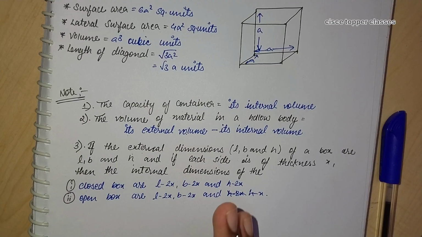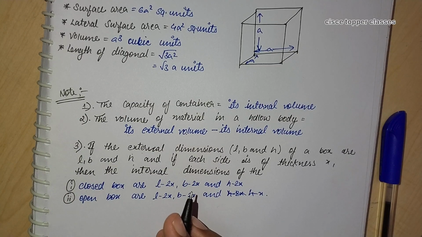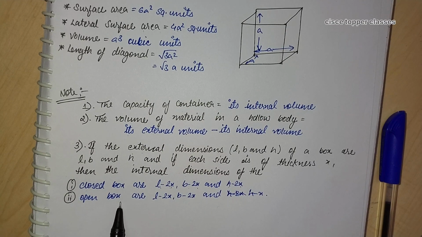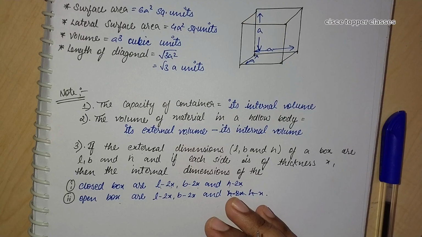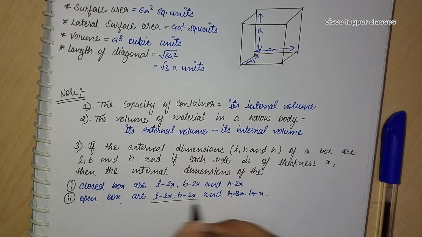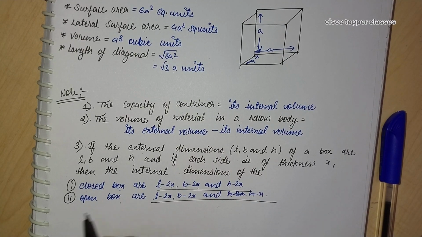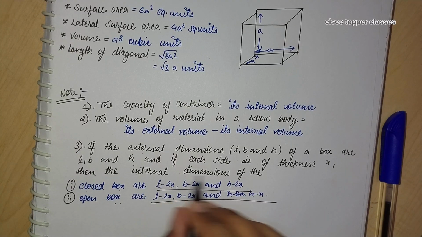Let the box be a closed box. If we want to find the internal volume, the dimensions we will use will be excluding its thickness. Let the thickness be x, then the remaining lengths will be l minus 2x, breadth minus 2x and h minus 2x. If it is an open box, meaning the lid is open, then we exclude just 1x from the height, because only one thickness of layer is there. That's why h minus x here. So this is the difference between the closed box and the open box in finding the internal dimensions.